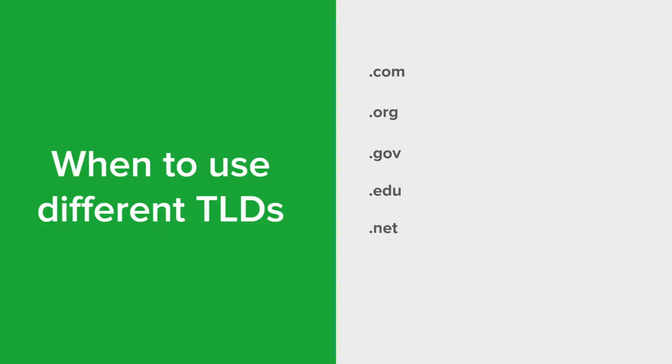And lastly, the .net TLD was originally intended for network infrastructure and service providers, but over time it's become a lot more widely used and it's now associated with various types of websites.